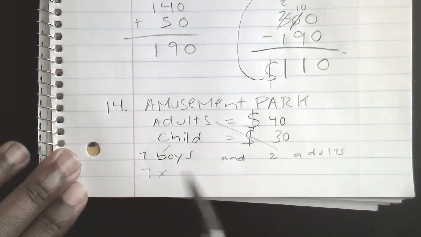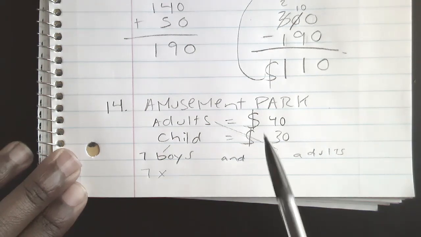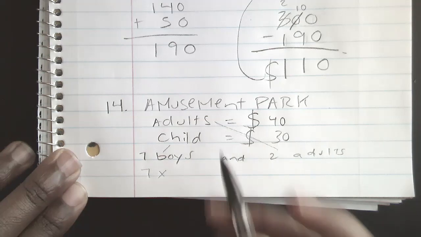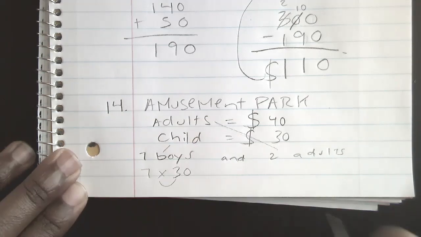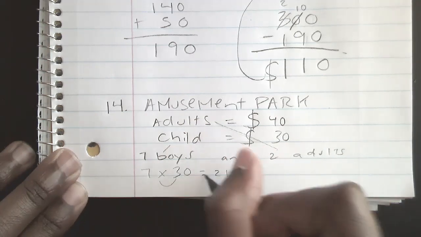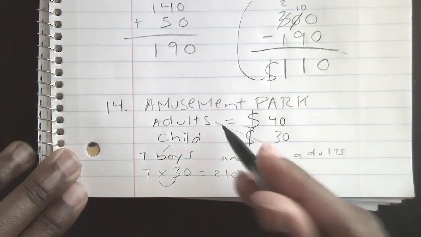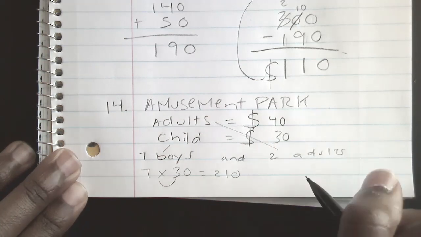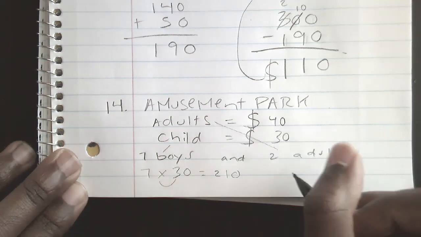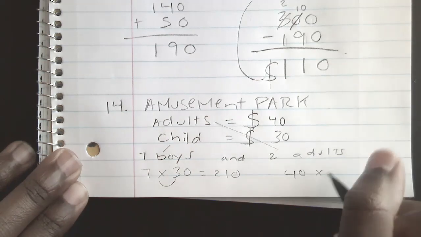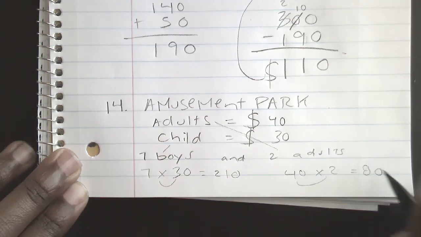So seven boys times the amount of ticket prices that it costs for the children. So we have children, which equals $30, so seven times 30, okay? Seven times three, multiplying that multiple of 10, that equals 21, okay? And then we have that zero, you add it and you get 210. Now we have two adults, so we have, I'm running out of room here. So two adults, you have those adult tickets, which is $40 each. So 40 times two, two times four equals eight. And then you have that 10, which is 80.